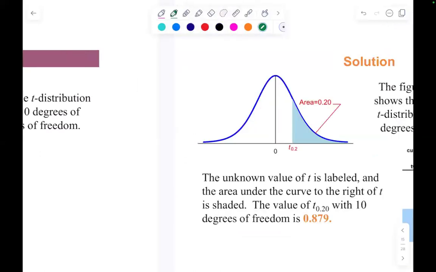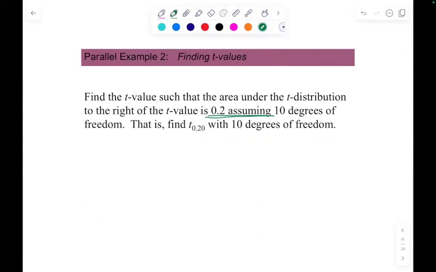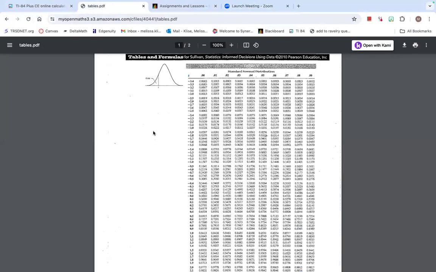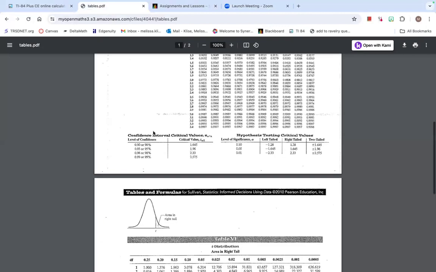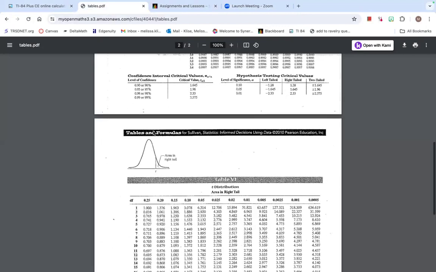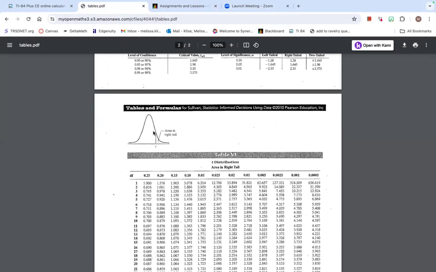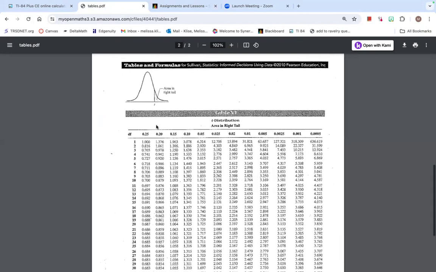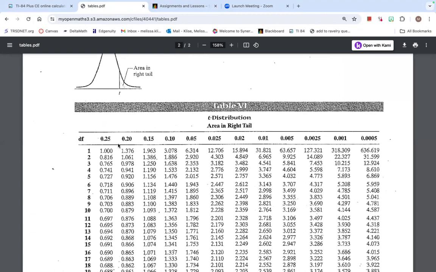Let's take a look at our t table. First, let me show you the t table you have. The one you have access to, the first page is our z table. If you scroll down, we have this lovely t table. With the t table, we're looking at the area in the right tail, a little bit different than z-scores. I'm going to make this bigger. So 0.2 is right here. 10 degrees of freedom is right here.